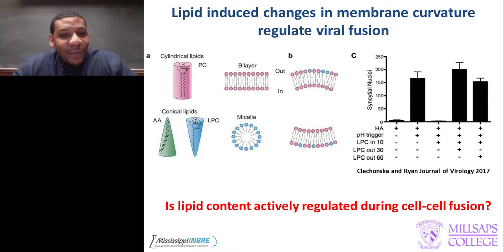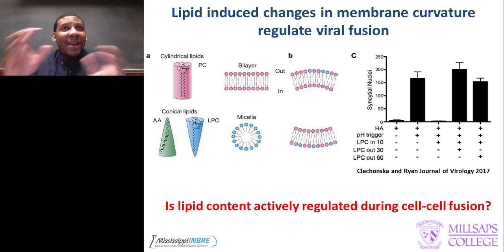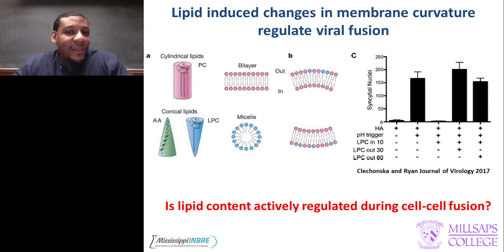lead to different geometry. So the lipid here, LPC, lysophosphatidylcholine, has a large head group and a single fatty acid tail, and therefore takes on the shape of an inverted cone. And it turns out if you pack a bunch of LPC in a membrane, you start to induce curvature that's determined by the leaflet that lipid is inserted in. So why are we talking about this?